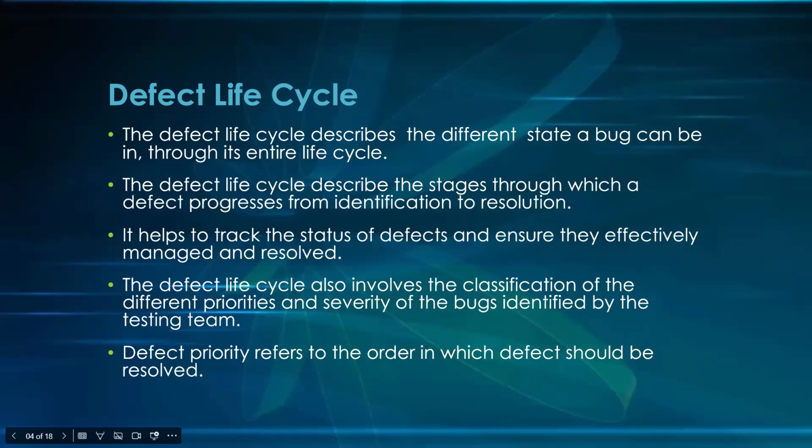From the time a defect is found, it starts to go through the life cycle of that defect. The defect life cycle begins the moment a defect is born. Let me put it that way. The defect life cycle also involves the classification of the different priorities and severities of the bugs identified by the testing team. Defect priority refers to the order in which defects should be resolved. We'll move to the next slide quickly, please.